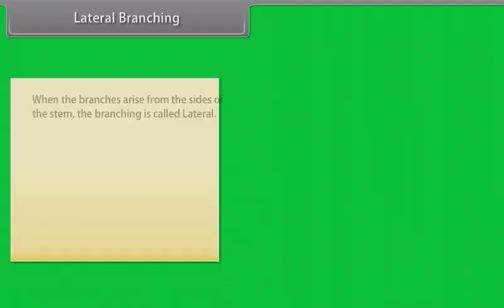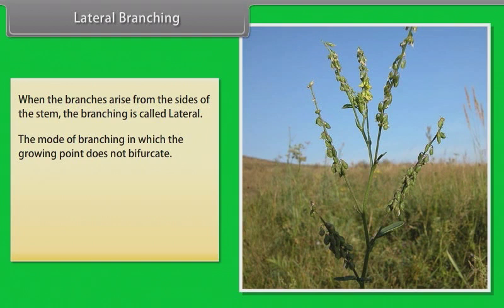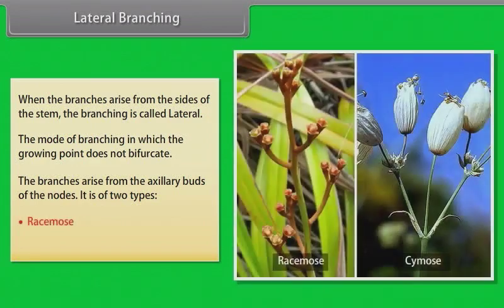Lateral branching. When the branches arise from the sides of the stem, the branching is called lateral. It is the mode of branching in which the growing point does not bifurcate. The branches arise from the axillary buds of the nodes. It is of two types: racemose, cymose.